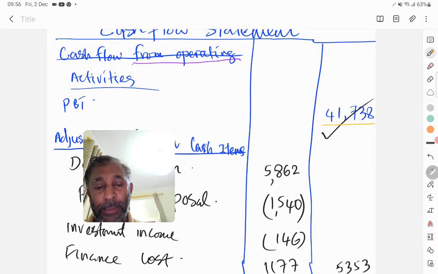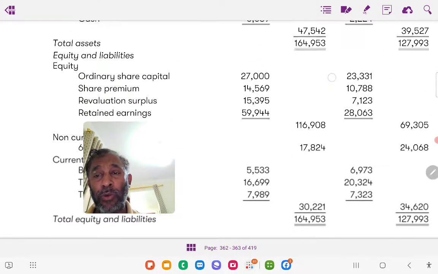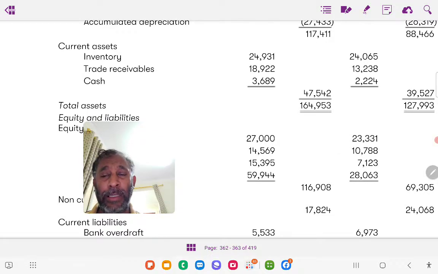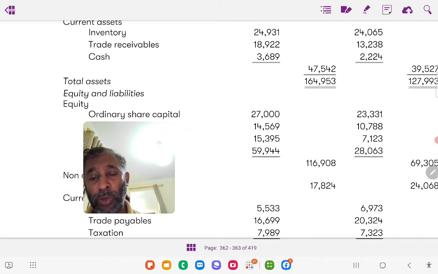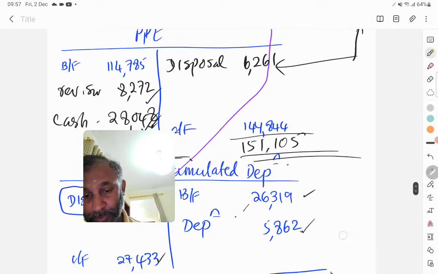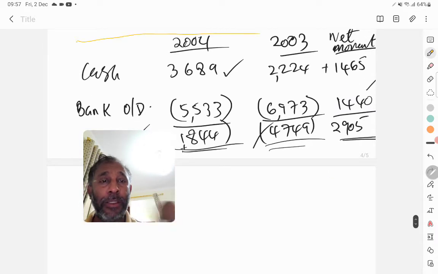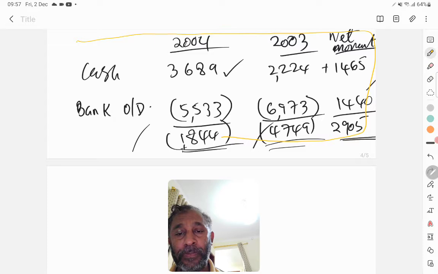After completing that, you go to the question again, come to the balance sheet, and check the cash and cash equivalents. You have to do a working for cash and cash equivalents. Some questions may only have cash under current assets, but some may also have bank overdrafts under current liabilities. So you need to do a working in this format. See the working I have done already. This working you have to do.